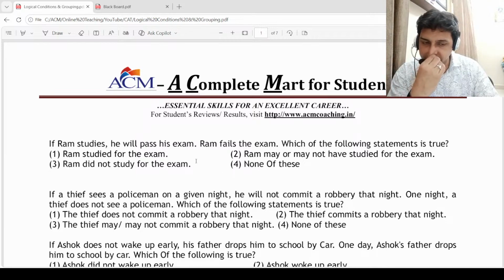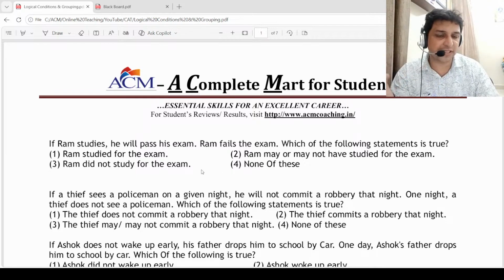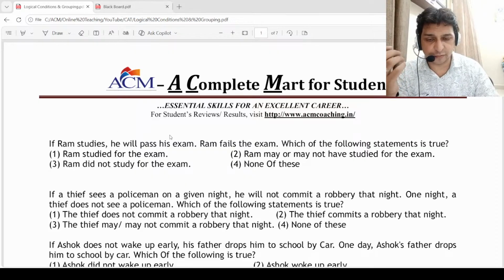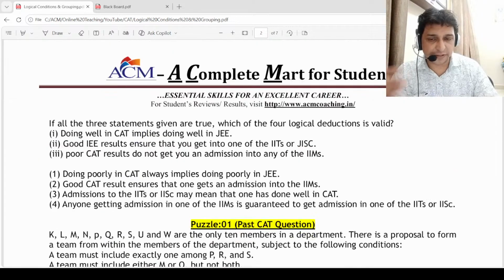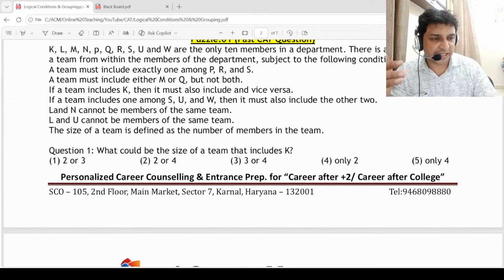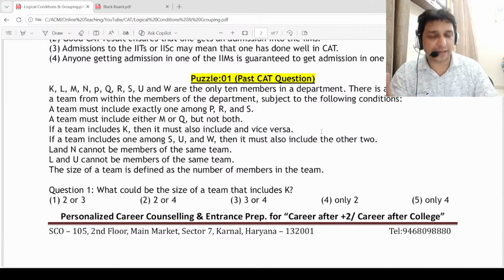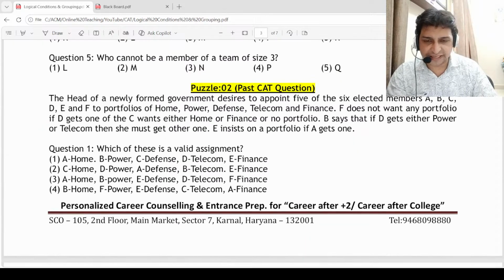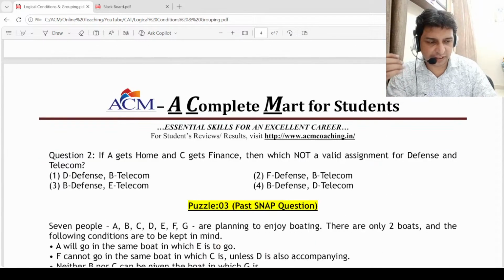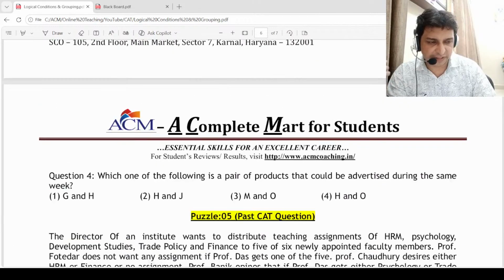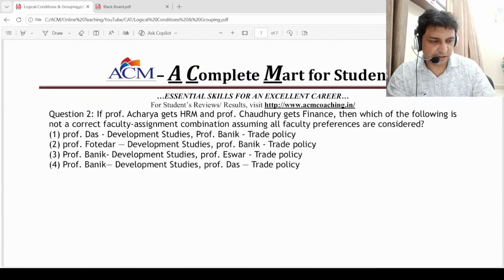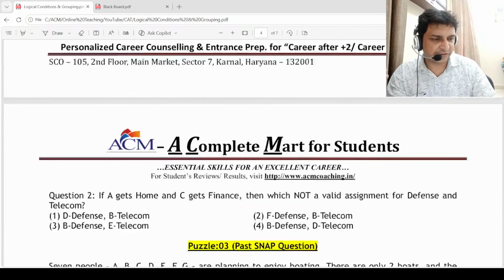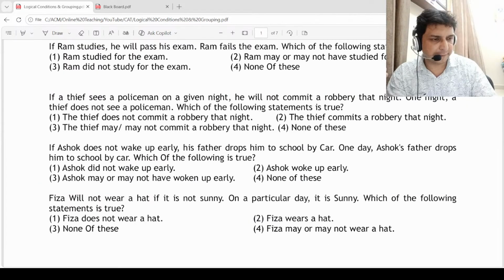Ram studied for the exam. Ram may or may not have studied. Ram did not study, or none of these. So what can be the short conclusion of this kind of question? So there are some examples to explain you in the beginning. Then we have the puzzles which came in the CAT. There are multiple questions attached to one puzzle, another puzzle, a SNAP puzzle, XAT puzzle, and then the CAT puzzle. There are 5 puzzles from the past year papers we're going to solve today after we do some basic concepts, some basics of this topic.